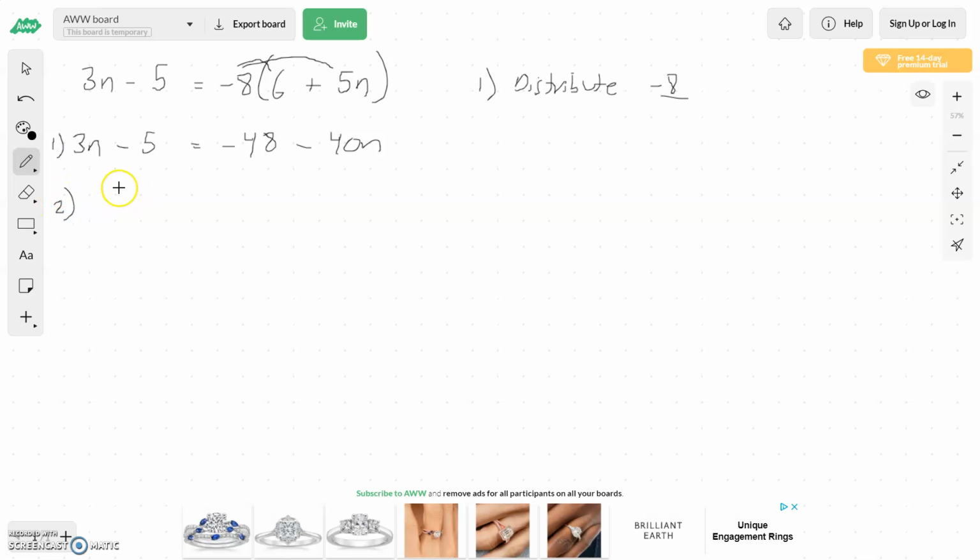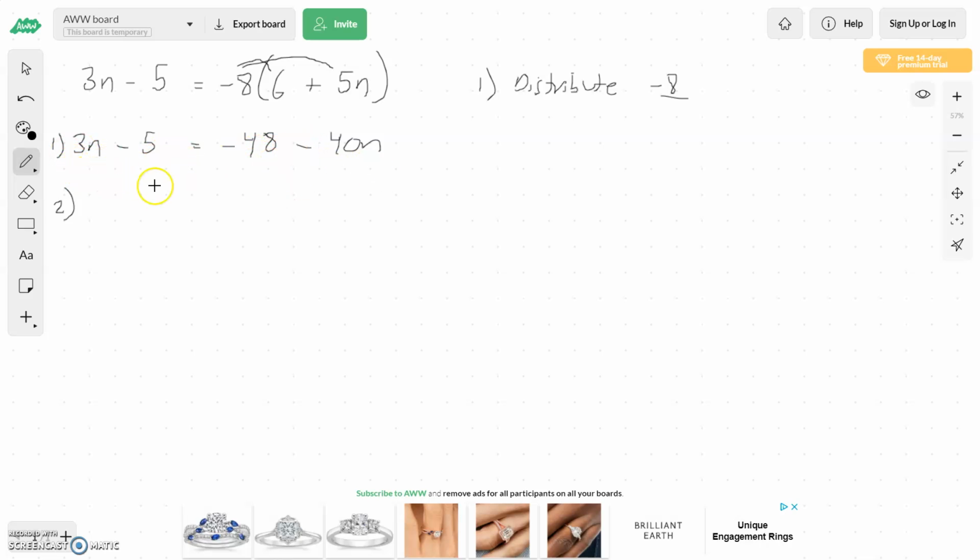All right, second step, now that we have a variable on both sides and both sides are simplified as much as possible, right? 3n minus 5, can't simplify that any. -48 minus 40n, can't simplify that any. So now I need to move the variable to one side, and it's pretty flexible here. I can move the 3n by subtracting it from both sides, so now that I have an n on the right, or I can move this minus 40n out from the right side by adding it to both sides, and if I add it to both sides, now I have an n on the left.